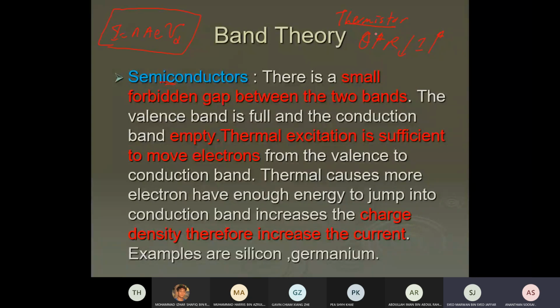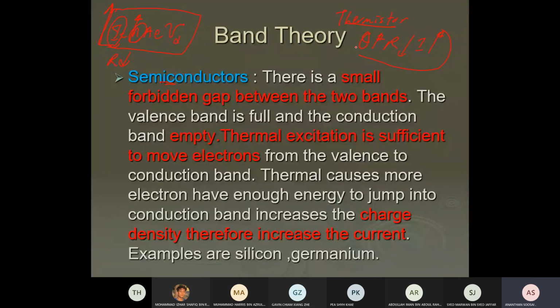Okay. So why, for a thermistor, when temperature rises, does resistance decrease and current increase? You can explain in terms of band theory now. When the temperature rises, electrons gain energy, thermal excitation happens, and more electrons go to the conduction band. So the charge density increases, promotes more current. Therefore, resistance decreases. So band theory explains why this happens.